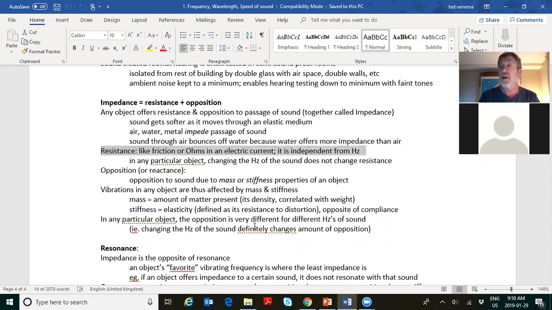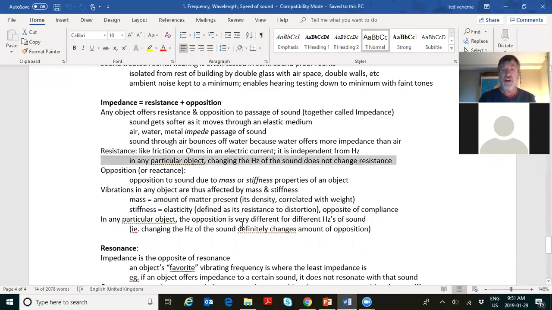And think of resistance like simple friction, like ohms in electrical wires, the resistance. Think of it like friction. If you rub your hand across a table, friction. You rub your hands together, they'll start getting hot. Friction, okay? So sliding your hand back and forth on a table, you're going to notice a little bit of resistance. That's called friction, or friction can be called resistance. So think about that. Any object is going to offer some resistance to sound, and the resistance that it offers is going to be equal for all frequencies.